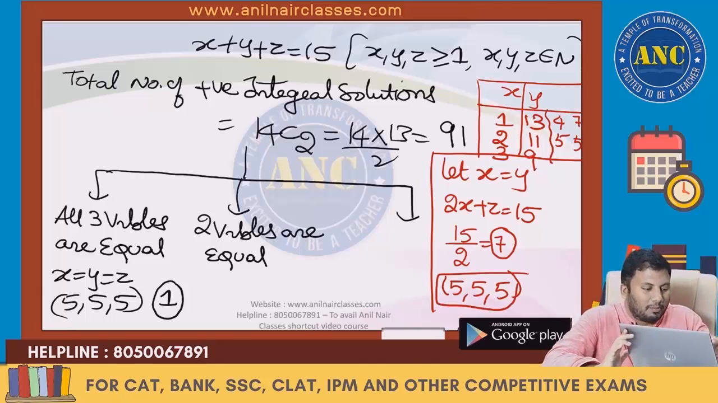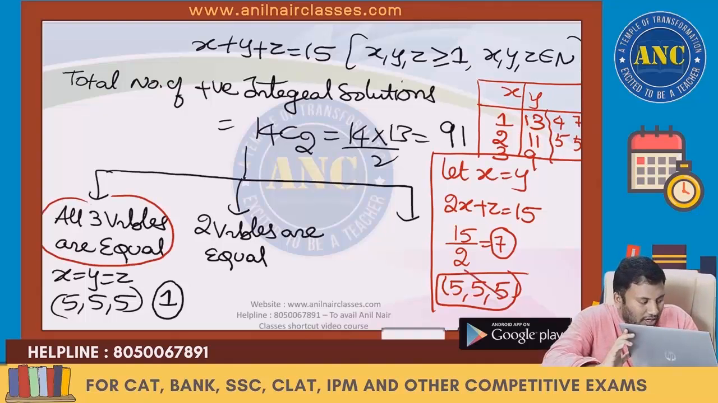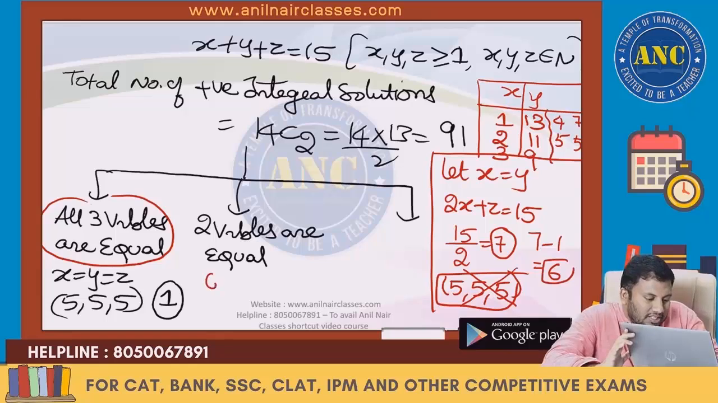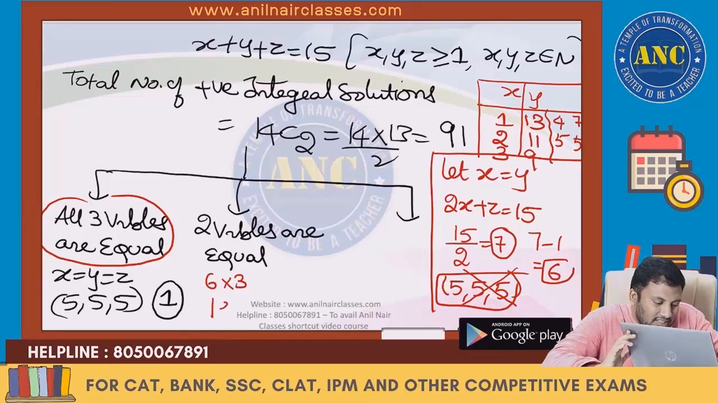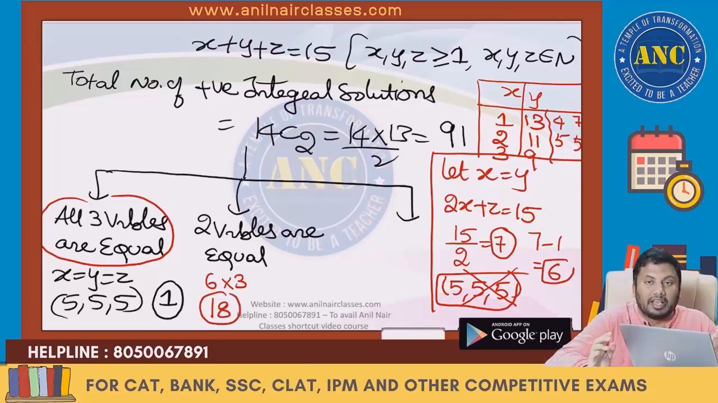In 5, 5, 5 all the 3 variables are equal. We have already taken that case, so that one case is eliminated. 7 minus 1 is 6 cases. X equal to y has 6 cases, y equal to z has 6 cases, z equal to x has 6 cases. 6 into 3 is 18.